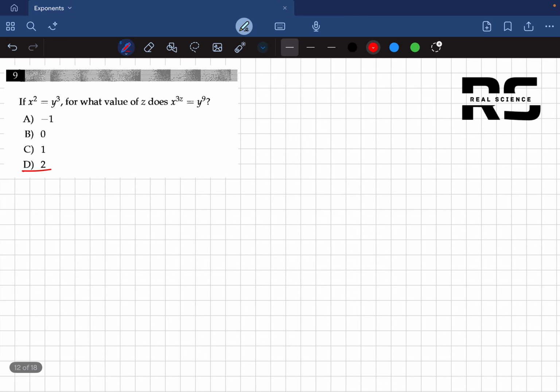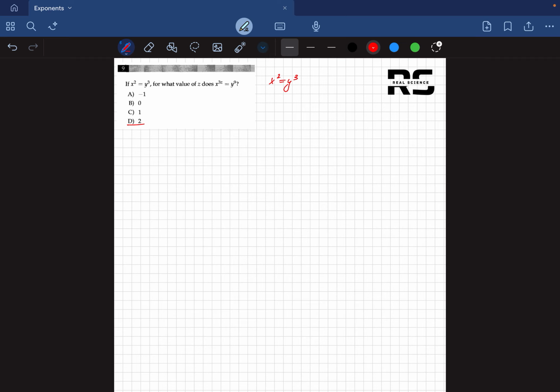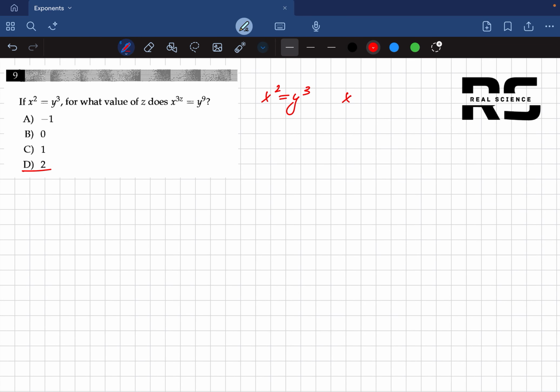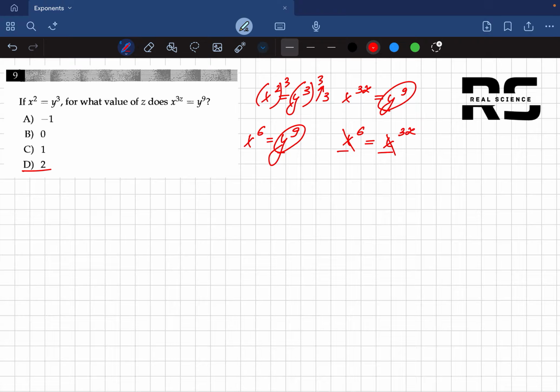Let's look at number 9. It says x squared is equal to y cubed. For what value of z is x to the power of 3z equal to y to the power of 9? This is easy as well. Let's just cube it. That's going to be x to the power of 6 is equal to y to the power of 9. Let's make x to the power of 6 equal to x to the power of 3z. The bases are the same, so we can just cancel them out. So 3z is equal to 6 and z is equal to 2.